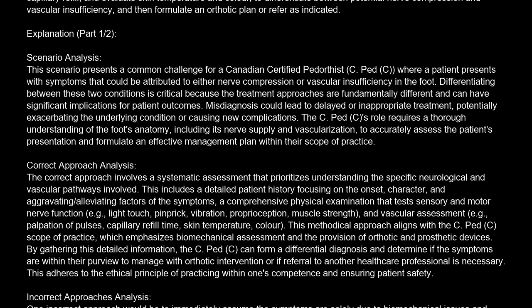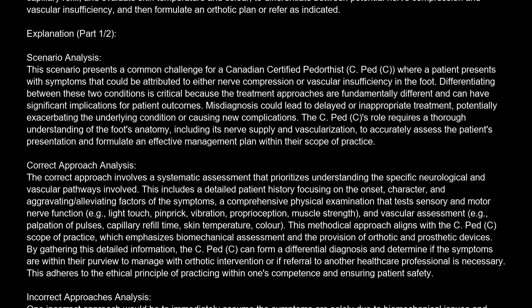Correct approach analysis. The correct approach involves a systematic assessment that prioritizes understanding the specific neurological and vascular pathways involved. This includes a detailed patient history focusing on the onset, character, and aggravating and alleviating factors of the symptoms, a comprehensive physical examination that tests sensory and motor nerve function, e.g., light touch, pinprick, vibration, proprioception, muscle strength, and vascular assessment, e.g., palpation of pulses, capillary refill time, skin temperature, color.